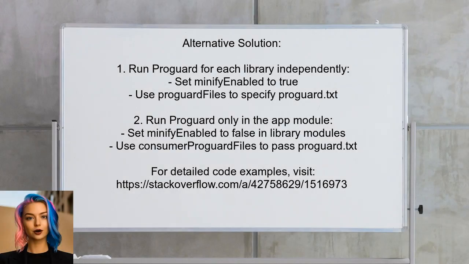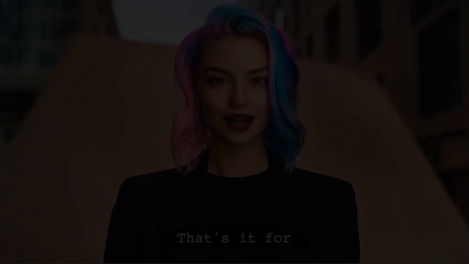An alternative approach to running Proguard on a multi-module project involves using Gradle effectively. You have two main options. First, you can run Proguard for each library independently by enabling minification in each module. This means setting minify enabled to true and specifying your Proguard file. Second, you can run Proguard only in your app module. In this case, you would set minify enabled to false in the library modules and use consumer Proguard files to pass the Proguard file from each library to the main module. That's it for that response.